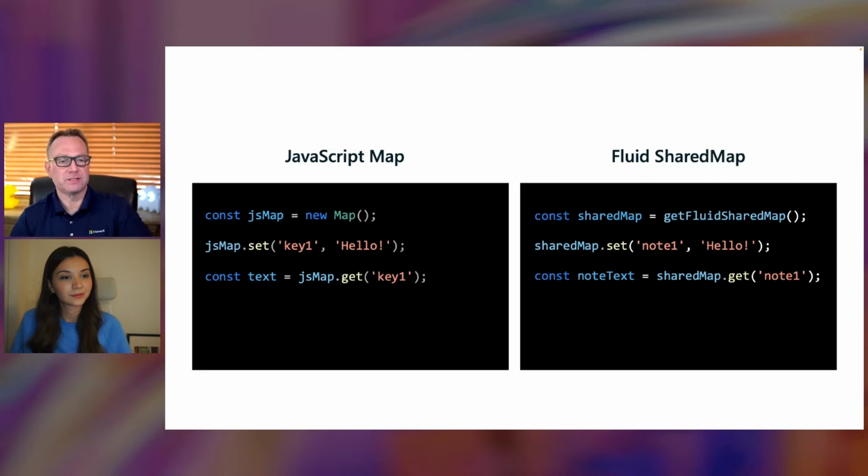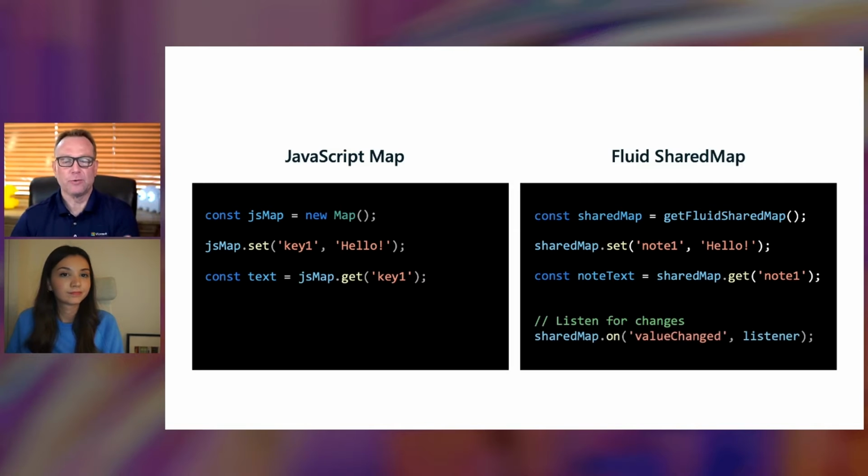Now, the difference is the JavaScript map stores it just in the browser's memory, whereas the Fluid shared map is able to communicate with the Azure Fluid Relay through a runtime that's installed on the browsers. I need to know, though, Ayca, if you type something or Lamont types something or someone else. So we also have a way to listen for changes. You notice a shared map on value changed, and then we give it a listener function. That's how we can know as data is coming in, and then we can update our UI.